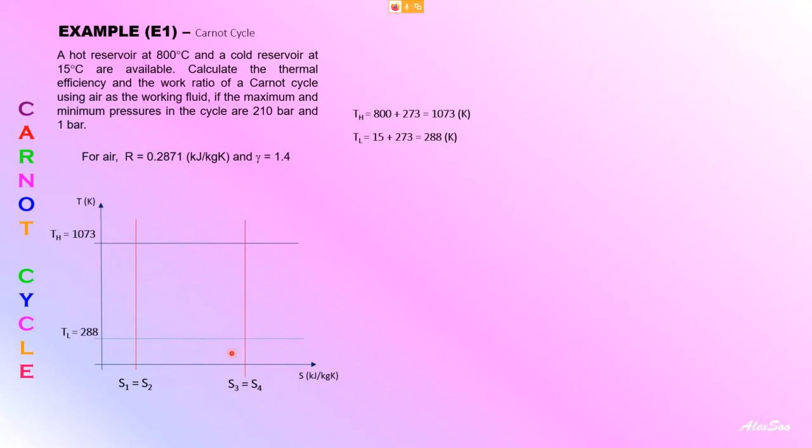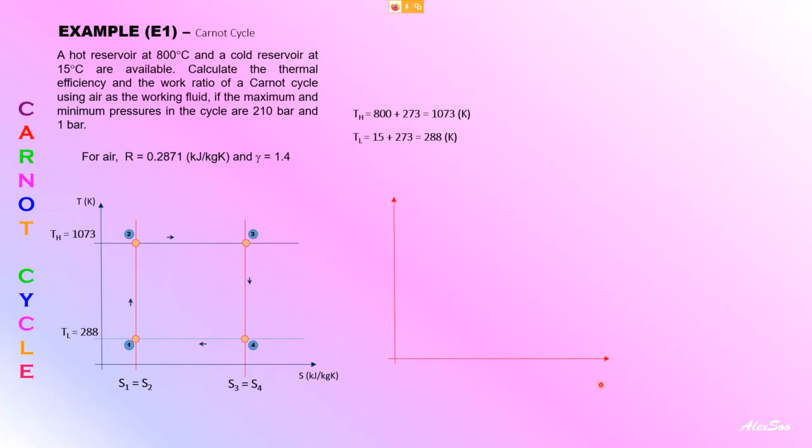So which is your point 1? You can just put in 4 points here, and then you can name this as point 1. Then automatically this will be 2, 3, and 4. Put in the arrows. So this will be your TS diagram for a Carnot cycle.